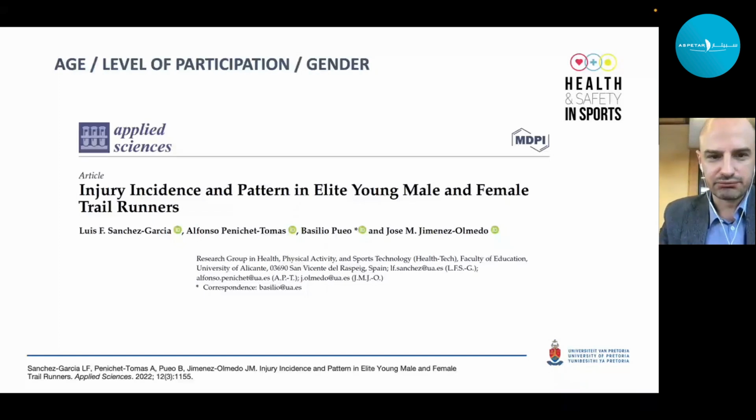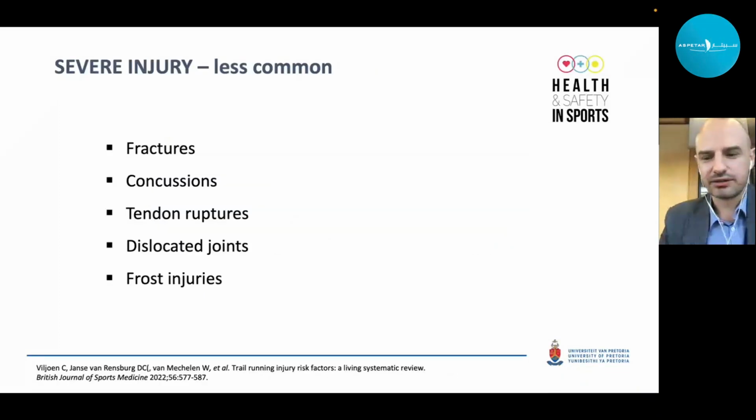Before I highlight this, I want to emphasize that this is less common, but we do see more severe injuries in the sport. There are reports of acute fractures and concussions. More and more studies are now reporting on concussions. If we think about concussions in the sport, how do you set up your race medical team? Should there be a concussion expert in these teams? An interesting thing to look into.